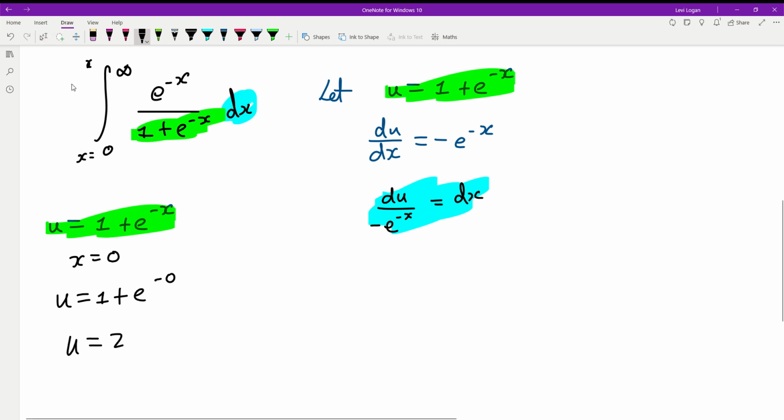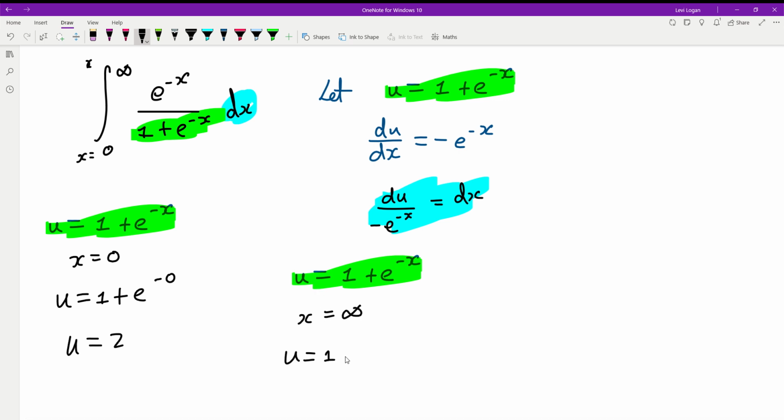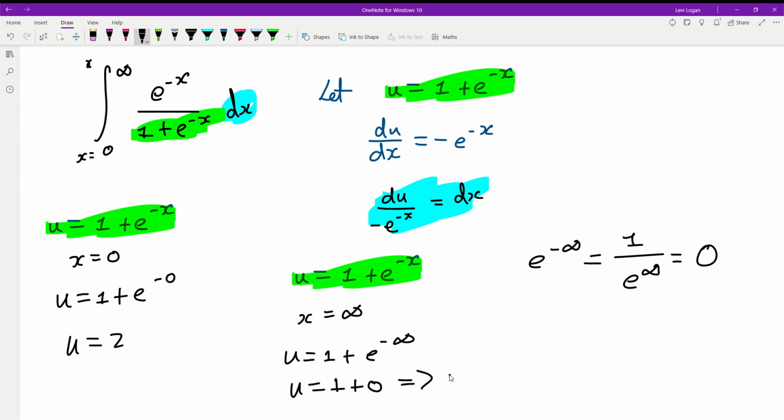Then what you can also do is just chuck in x is infinity, okay? So if you put x equals infinity into this equation that we've just done, we're going to get u equals 1 plus e to the negative infinity. Now, this e to the negative infinity is the same as 1 over e to the infinity, which as it goes to infinity, goes to pretty much 0, because you have 1 over a very, very large number. So this technically is just 0, okay? So when x equals infinity, we have u equals 1 plus 0, so that just gives you 1, okay?